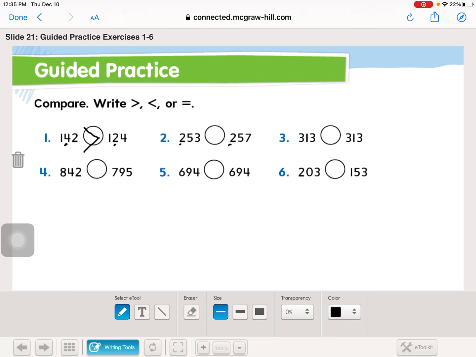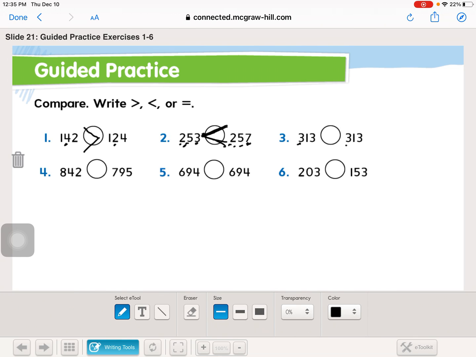Now let's look at number 2. Hundreds are the same. Tens are the same. We have to go all the way to the ones. We have 3 and 7. 7's bigger, so we're going to chomp 257. This would read 253 is less than 257.